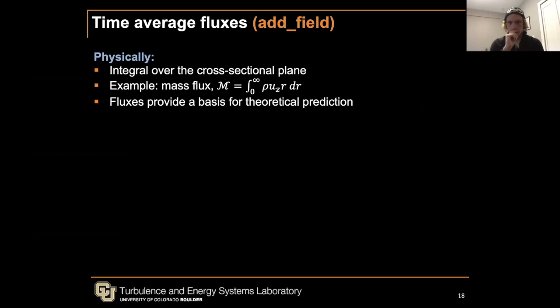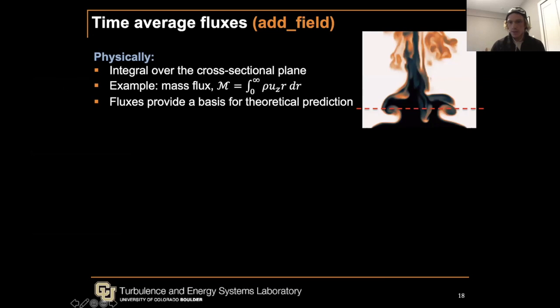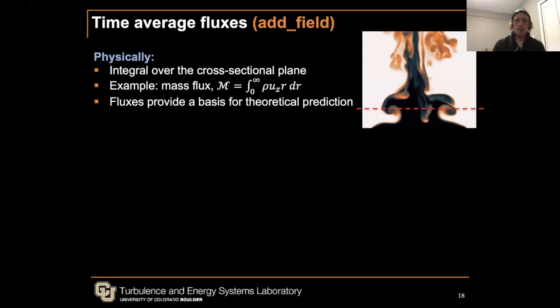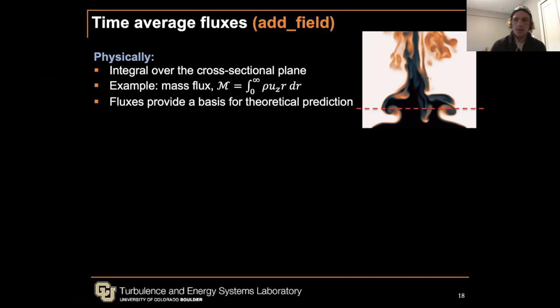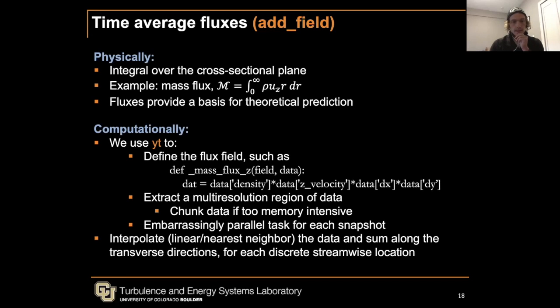The last two things I'm going to talk about, as I alluded to, are fluxes. So flux is just an integral over a cross-sectional plane. If I were just to take a cut here and find the mass flux through this plane, you can do this very easily with yt. You just add the field, sum over the two spanwise directions, and you get your flux. And these provide a basis for much of the theoretical prediction that is done in the community. In yt, this is very easy.